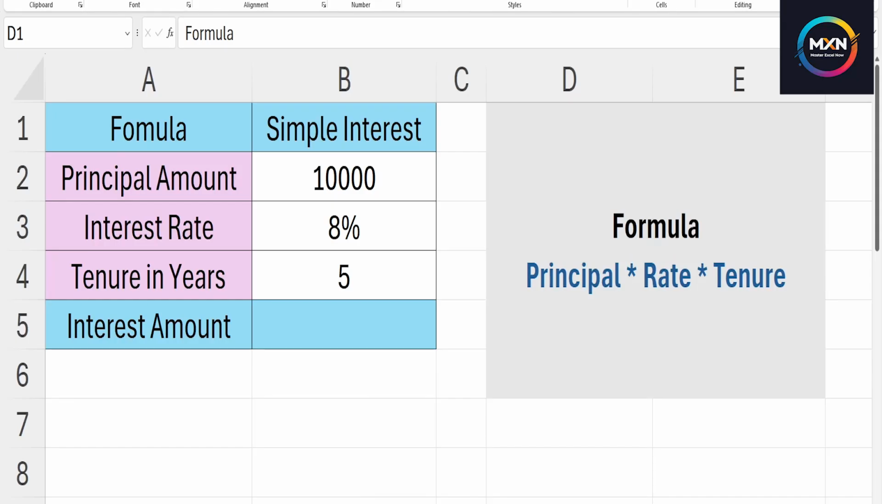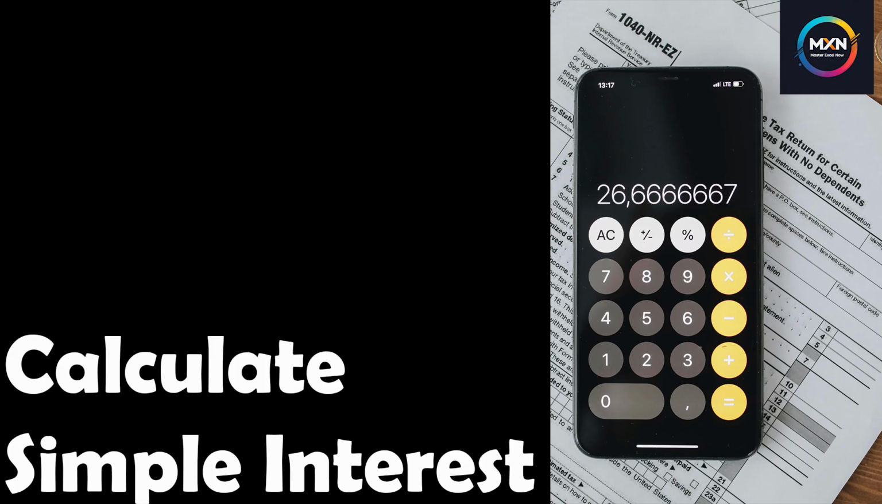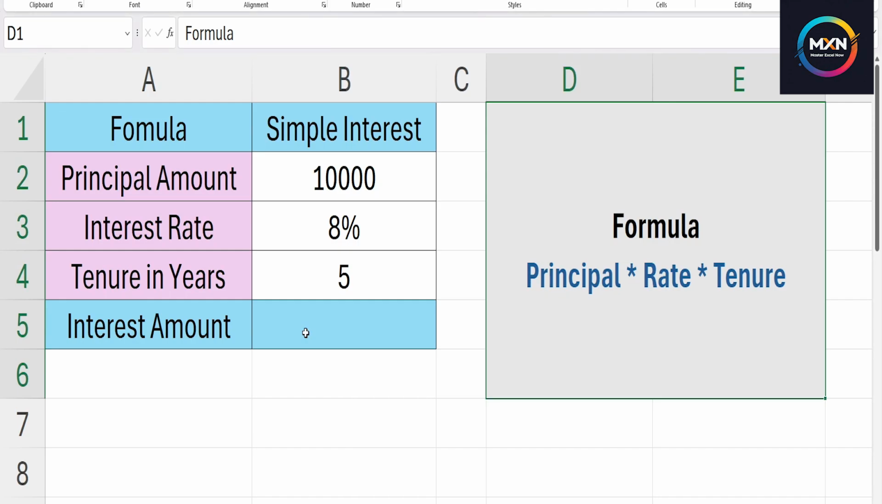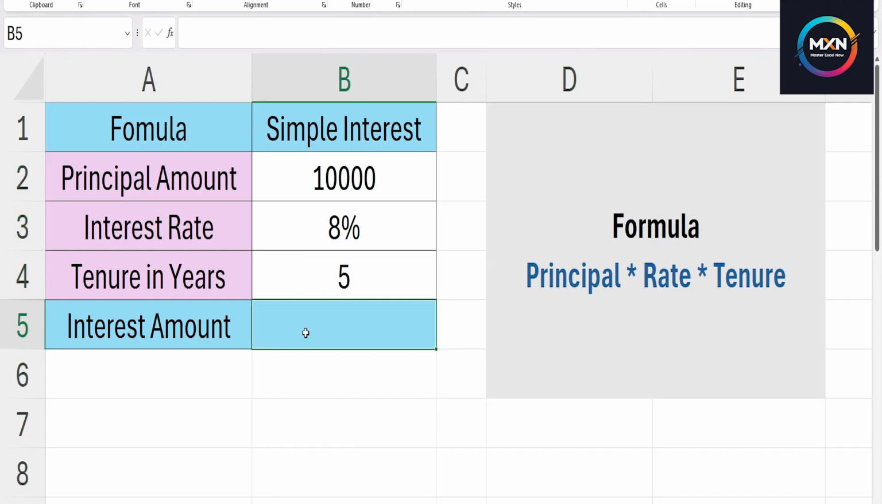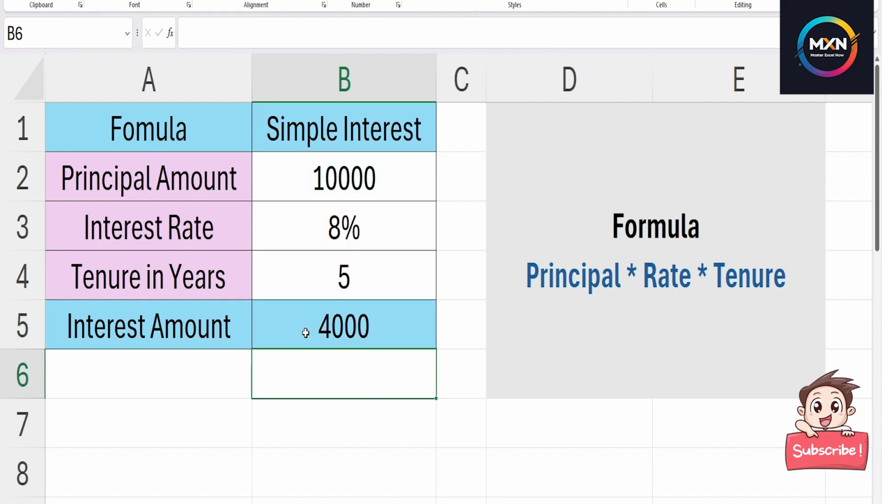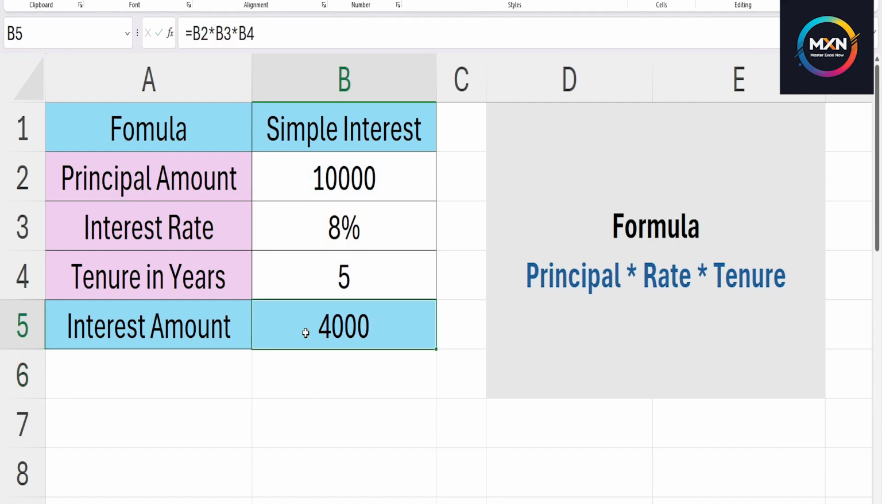And today we are going to see how we calculate different types of interest and future value of an investment. So let's begin with simple interest. If you have invested 10,000 for 5 years at an interest rate of 8%, what is the total interest earned at the end of the term? So the formula is principal, which is your 10,000, multiplied by rate, which is 8%, multiplied by the term, which is 5 years, and the total interest earned at the end of 5 years is 4,000.